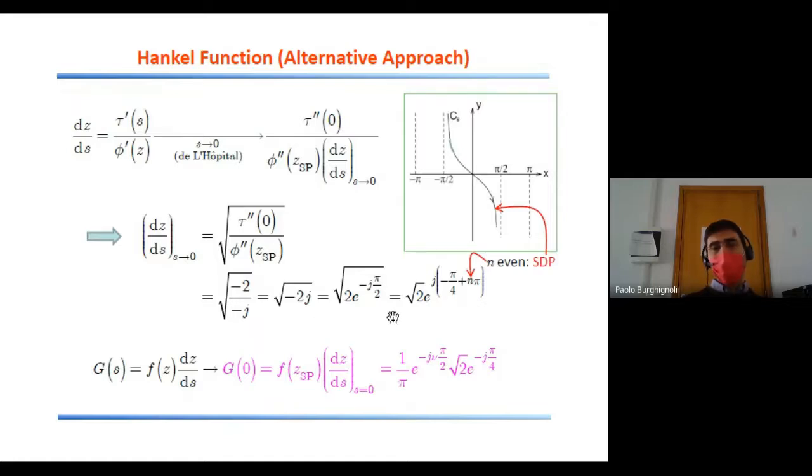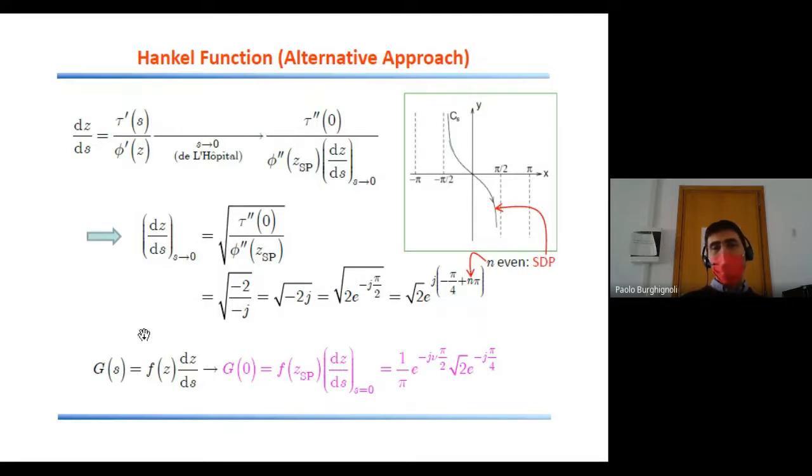So in the end, we get this complex number that is the square root of 2 times the exponential e to j times minus pi over 4 plus integer multiples of pi, in which if the integer multiple is even, what you get is the direction of the steepest descent path. Now, why did we calculate this?